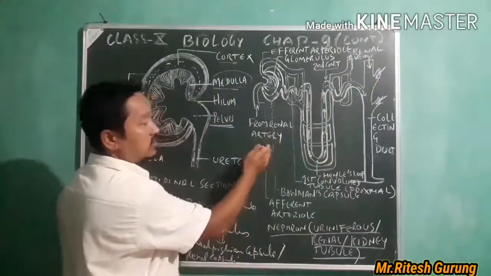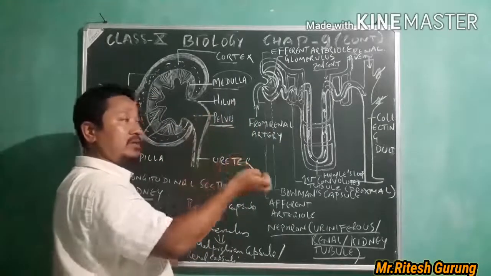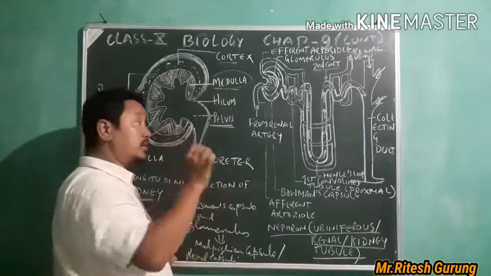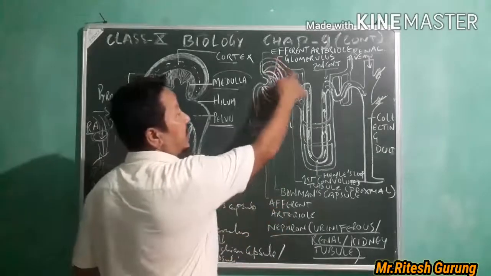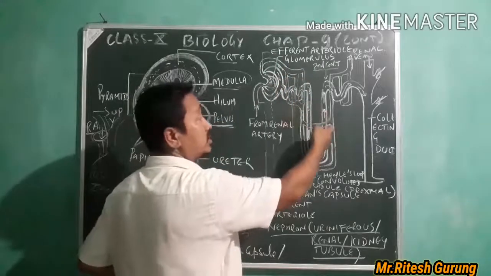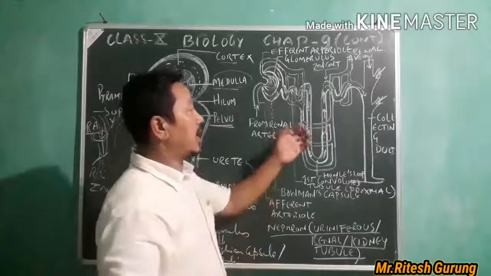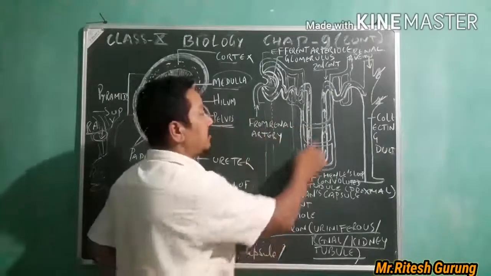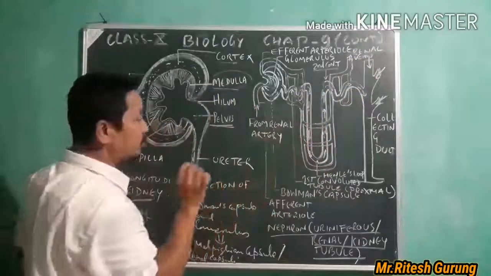So that way the blood comes from the heart. From the heart the aorta brings the pure blood, and from the aorta the renal artery, then the arterioles, then it comes down and ultimately rejoins to make the renal vein. That means after the use of the blood in the kidney, the impure blood will be collected by the renal vein. Then the renal vein will join the vena cava.